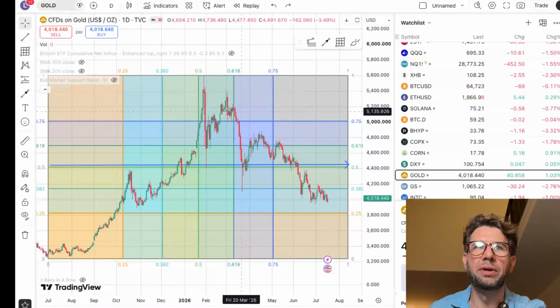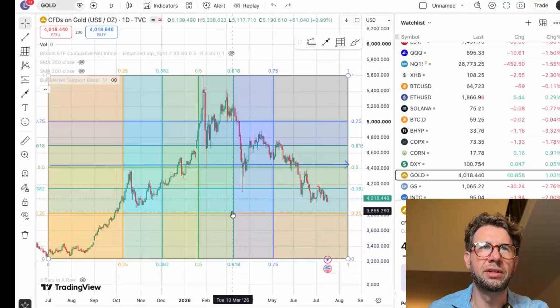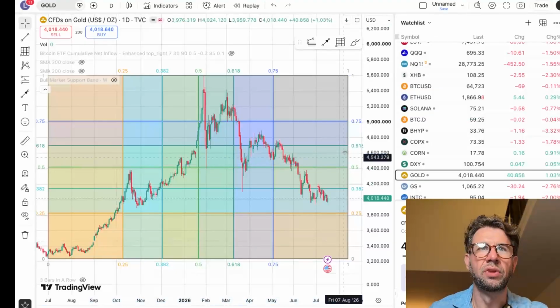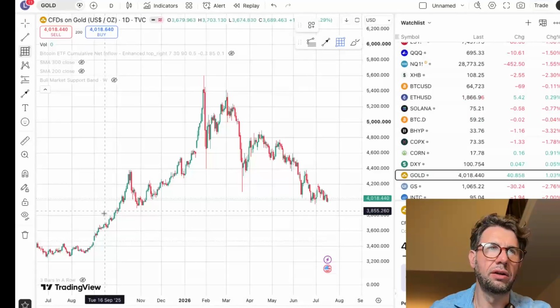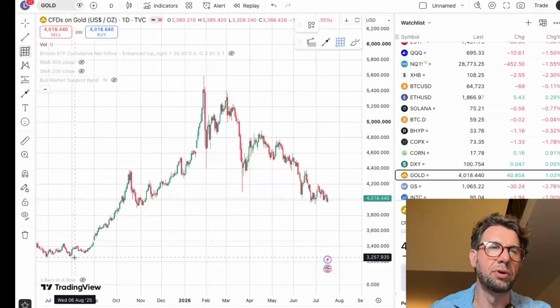Anything above it, up here, you're in a position of strength. Anything below it, down here, you're in a position of weakness. How we're going to do this is we're going to use the Gann chart, the Gann box. Gann was an economist. In 1908, he actually wrote a book on this.